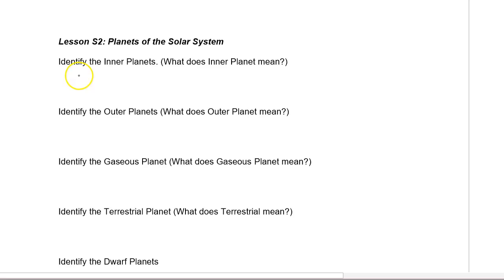So let's get started. First of all, you've gone through that movie on the entire universe, and we're now coming back into our own local solar system, meaning around the sun. Now the inner planets, there are 4 inner planets, and they are Mercury, Venus, Earth, and Mars. The inner planets are those that are closest to the sun.